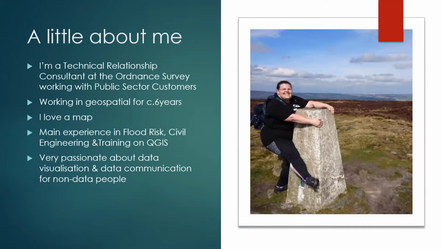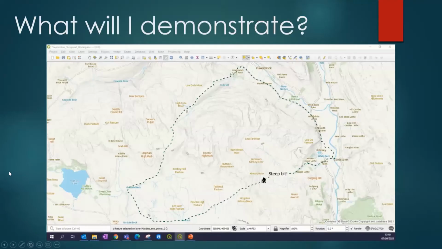So my main experience is in flood risk, civil engineering and training on QGIS, but I'm really passionate about data visualization, and this is the kind of thing I do in my spare time, to be able to just take some fun data and make something interesting. So what I'm going to demonstrate, here's a little preview, is a little walk I did recently, using the temporal data from the GPX data from my Garmin watch to visualize just a little cheeky video of the walk and changing the symbolizations and things like that.